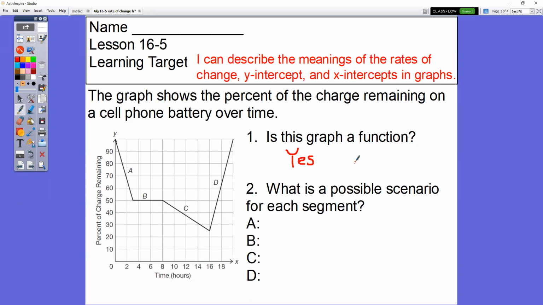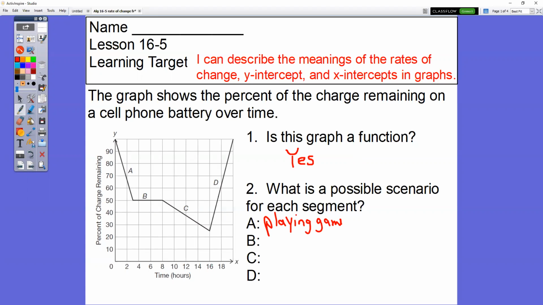Now, take a look at question number 2. What is a possible scenario for each segment on the graph? So what could be going on here in segment A, where our battery is going down? You're using your phone. Maybe you are playing a game on your phone. So the battery power is going down.